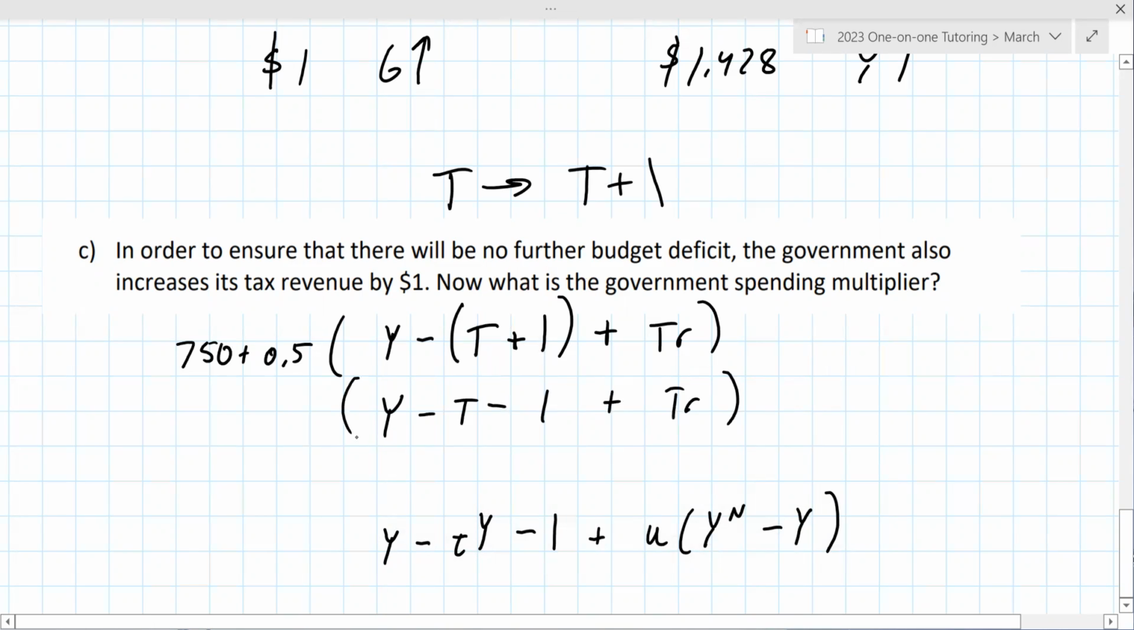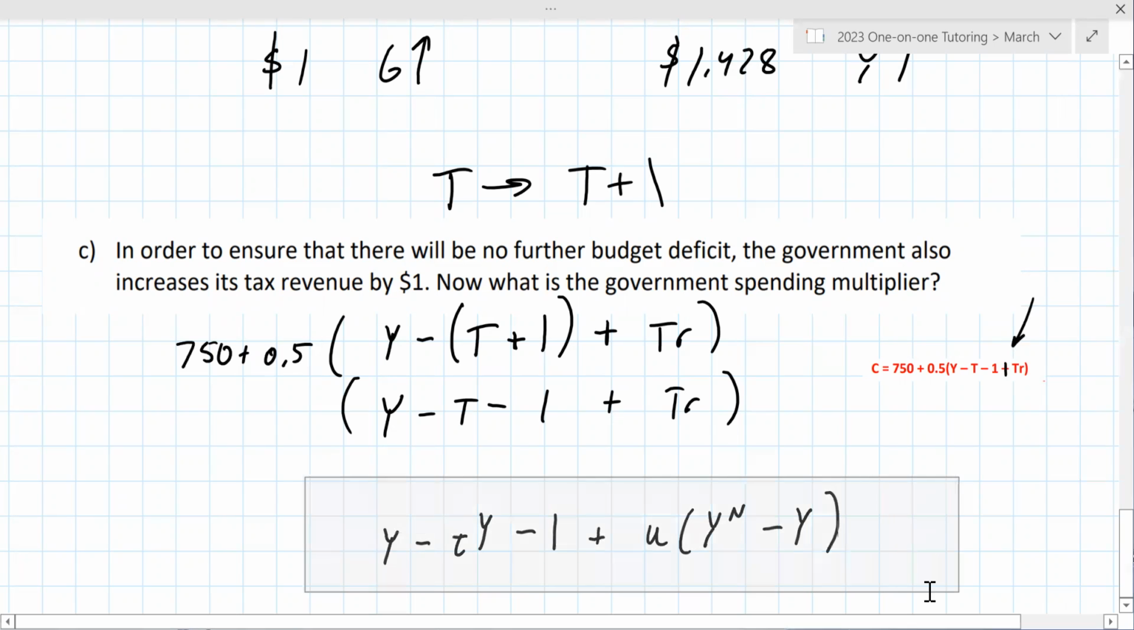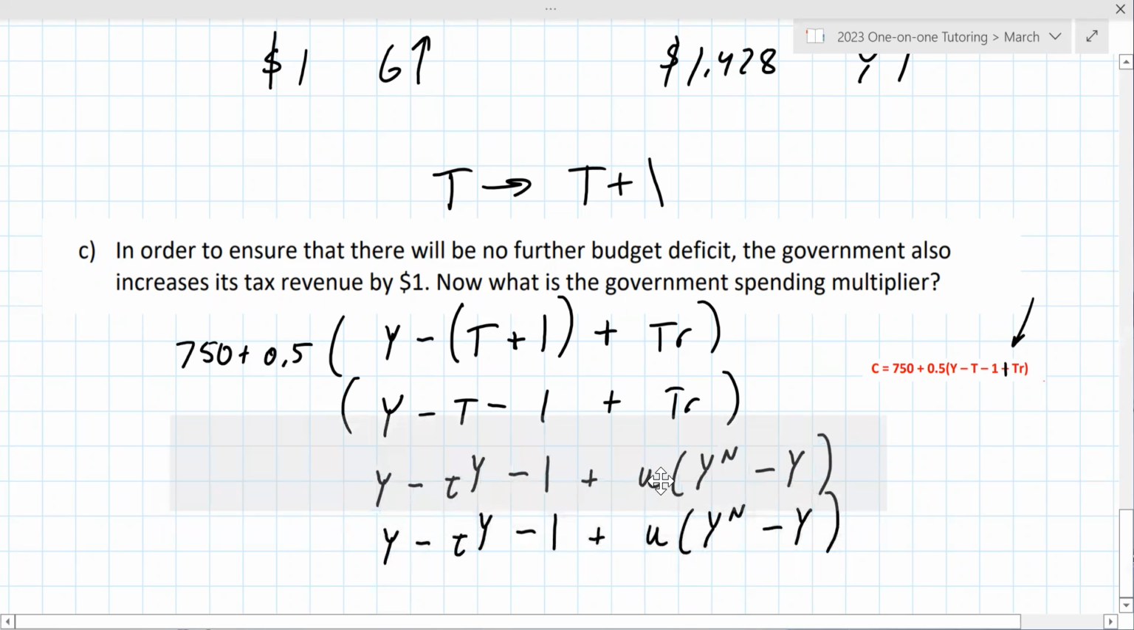Okay, so there is a small error in that one. There's a line that's got a small error in it. This one here should have a plus. It's fixed in the next line. In case you're looking at the notes again, this should be a plus, but it's fixed in the next line. Okay. So then this is where we can substitute in here. So T becomes tau times Y, which is the same as before, minus 1 plus mu times YN, which is the same, minus Y for the transfer payments.